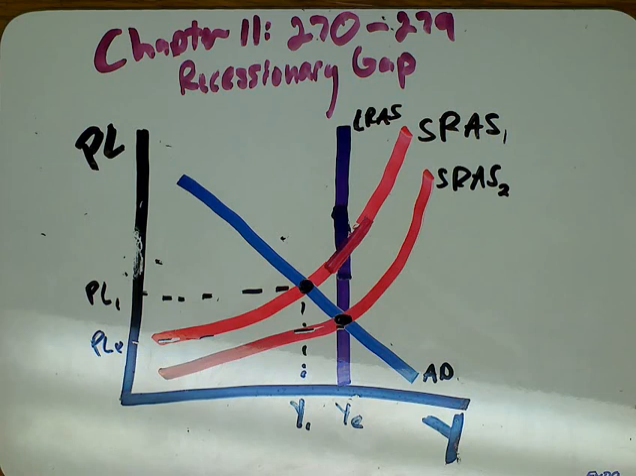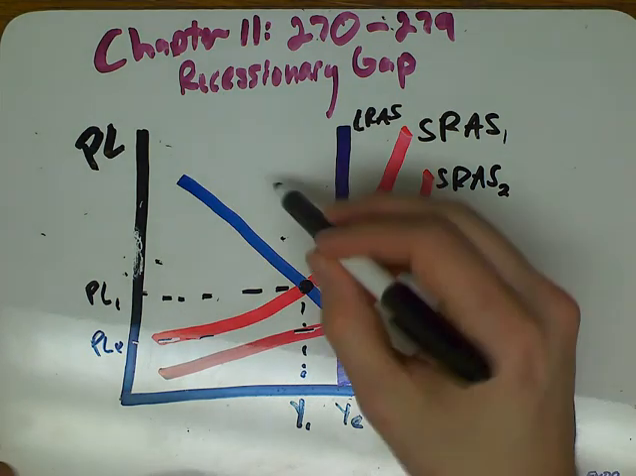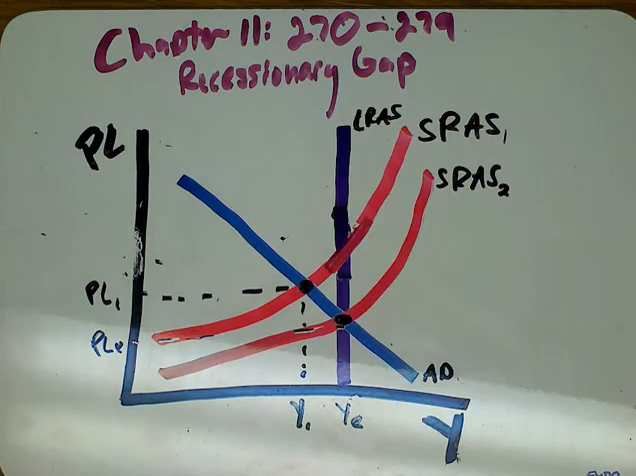One thing I want to add here really quick is that when AD increased, we called that demand-pull inflation. Remember, when demand went up, that was demand-pull inflation. You can read that from the textbook. But next video, inflationary gaps.